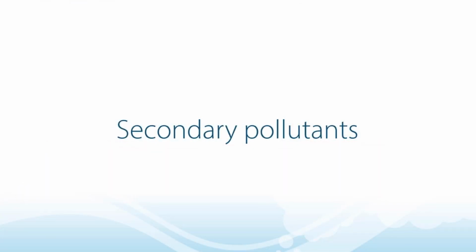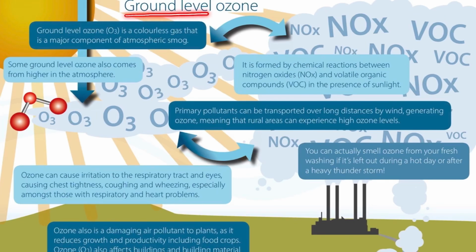Next, we will have a look at secondary pollutants. The first secondary pollutant is called ground level ozone, or tropospheric ozone, because there are two types of ozone: stratospheric ozone and tropospheric ozone. The ground level or tropospheric ozone is dangerous. It is a colorless gas, and it is also the major content of photochemical smog. It is formed by various chemical reactions between nitrogen oxides and volatile organic compounds in the presence of sunlight. Primary pollutants can be transported over a long distance by wind, generating ozone. So it means ozone is produced in urban areas, from where it can be transported to rural areas.